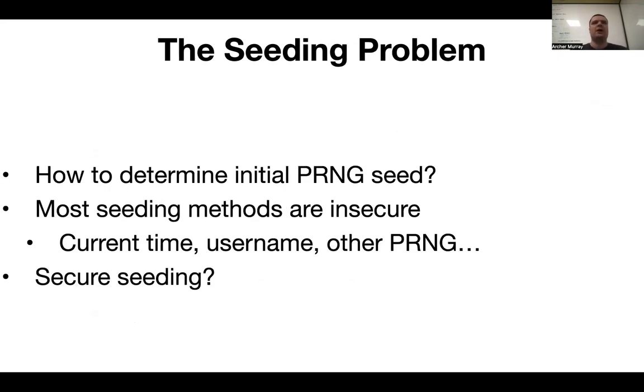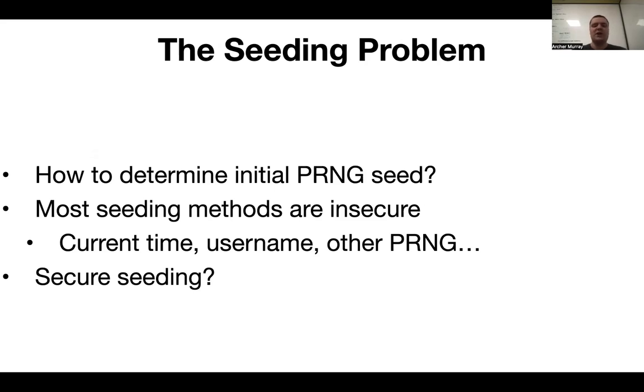Now, this is great and all, but then comes the problem. How do you actually generate the parameters for Blum-Blum-Shub securely? You need to get them from somewhere. You can't use another Blum-Blum-Shub because then you need to seed that one. So this creates a problem of how do you determine a seed for a pseudo-random number generator?